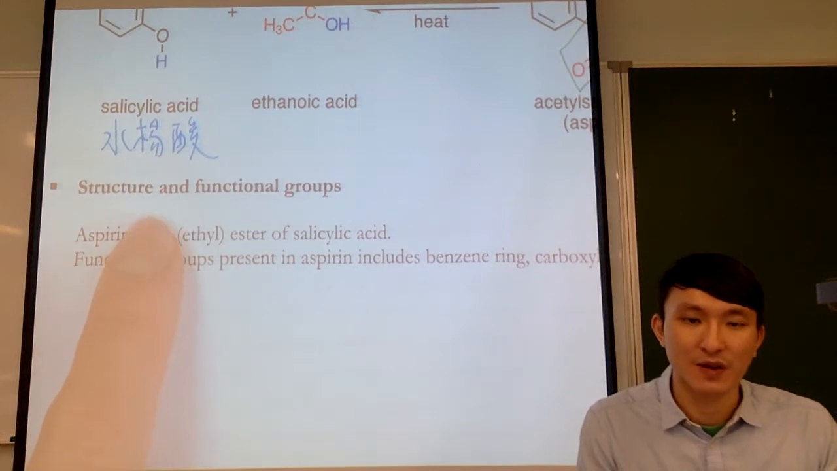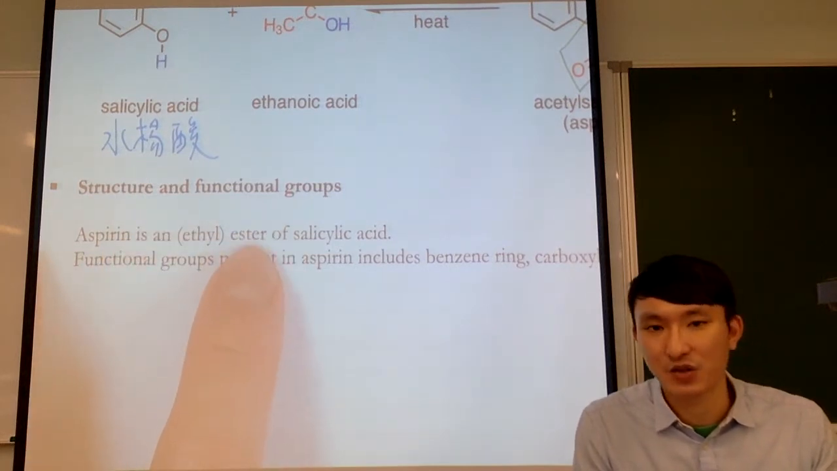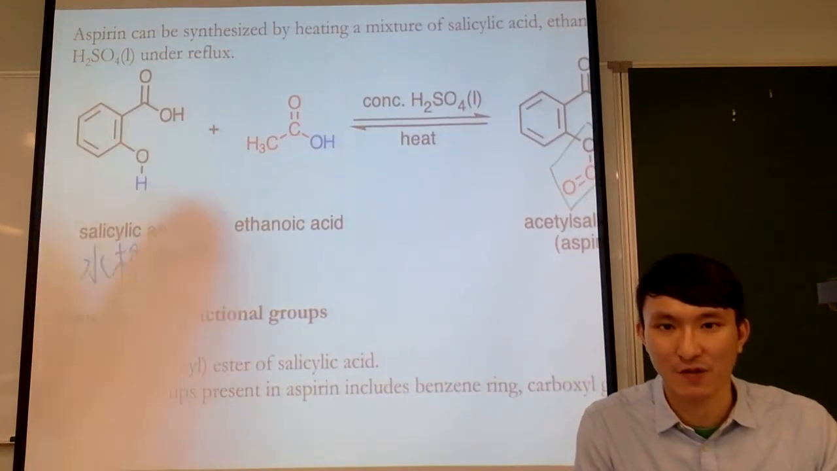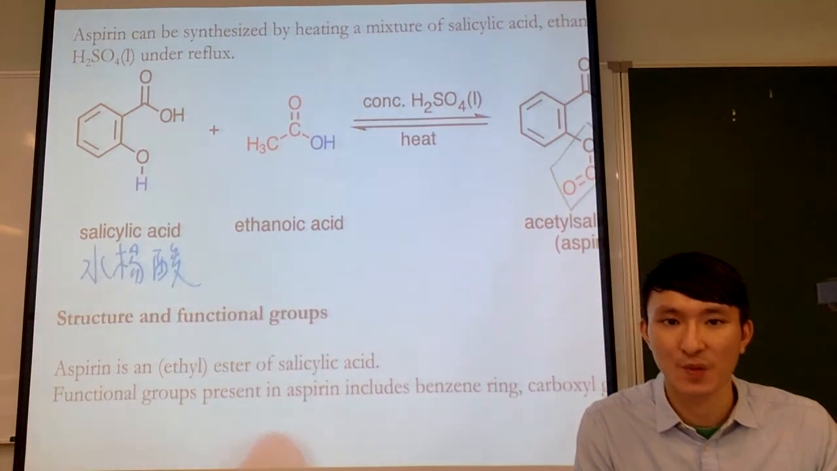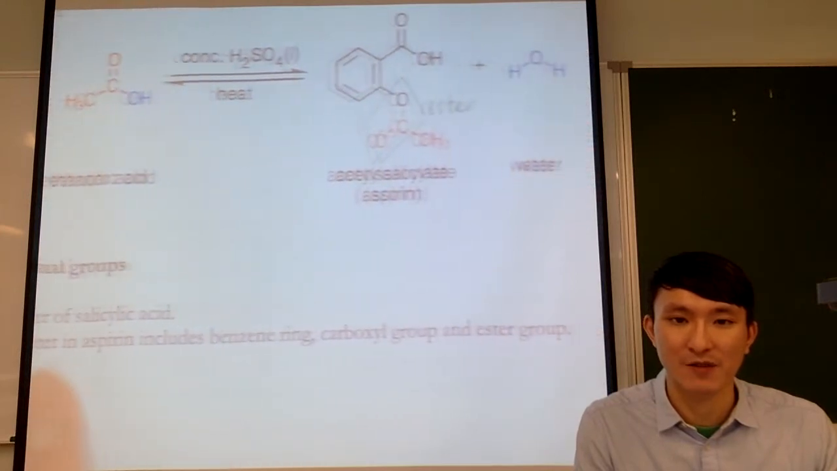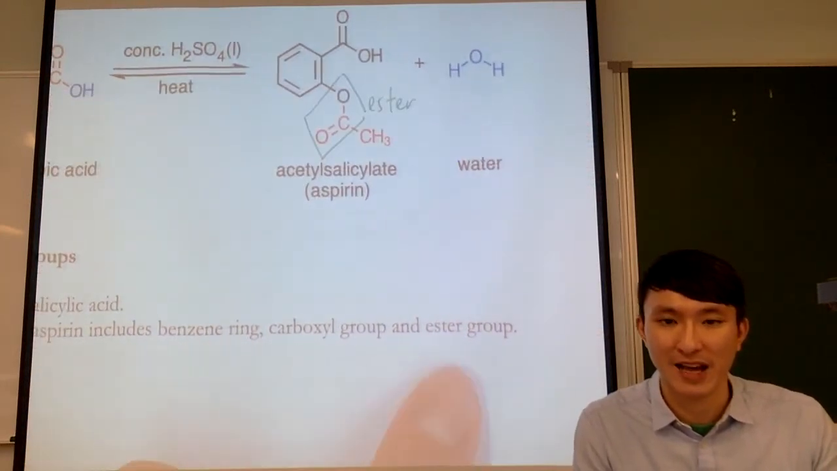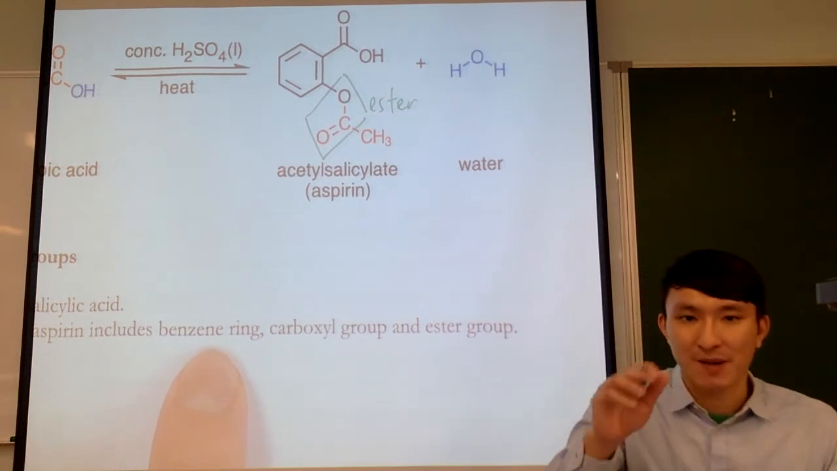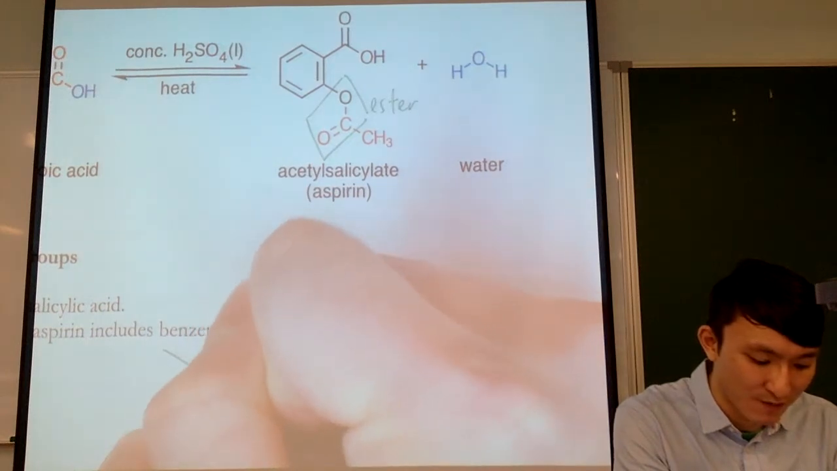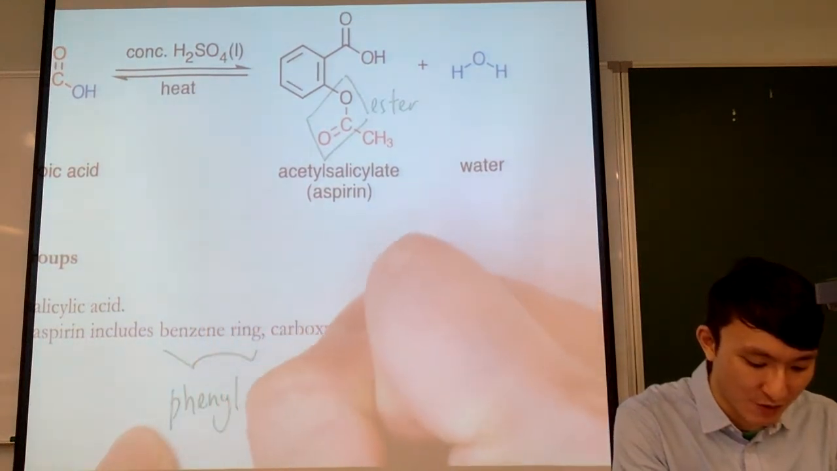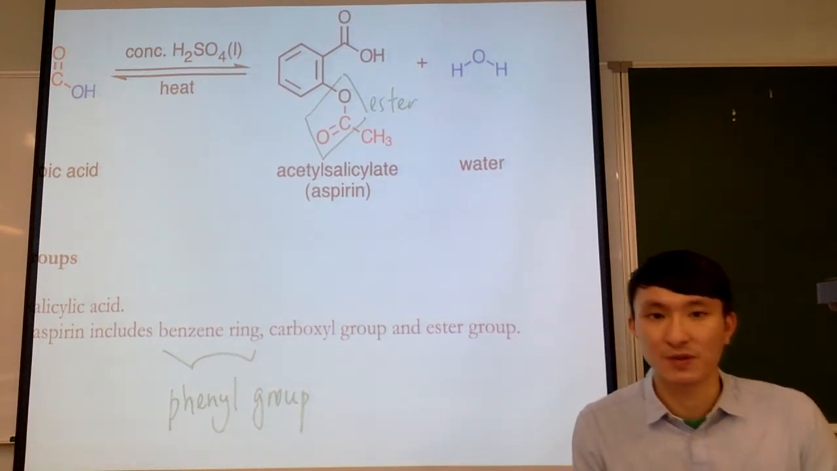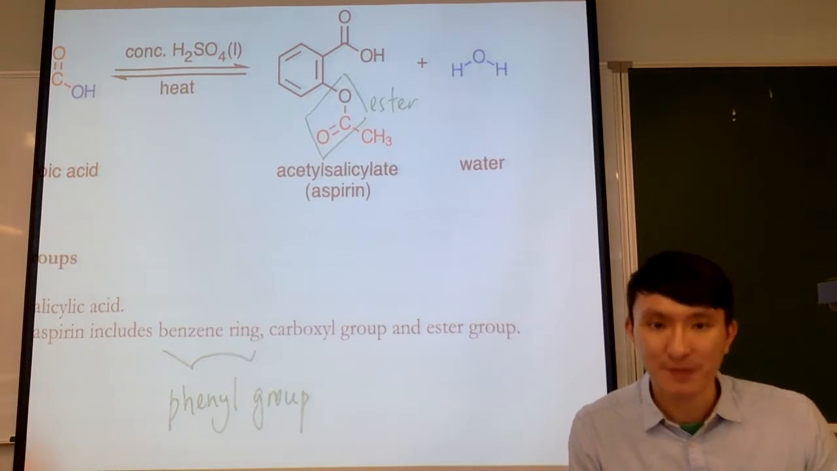Down here, if you look at the structure and the functional group, so aspirin is essentially an ester of salicylic acid, because like this is the salicylic acid and it forms an ester with an ethanoic acid. So this is actually an ester, but within this aspirin molecule, we have a couple of functional groups. We have carboxyl group, ester group, and a benzene ring. Now, a benzene ring is a structural part, but if the question asks you about the functional group, this one is called a phenyl group, phenyl functional group, okay? So we have all together three functional groups in aspirin, okay?